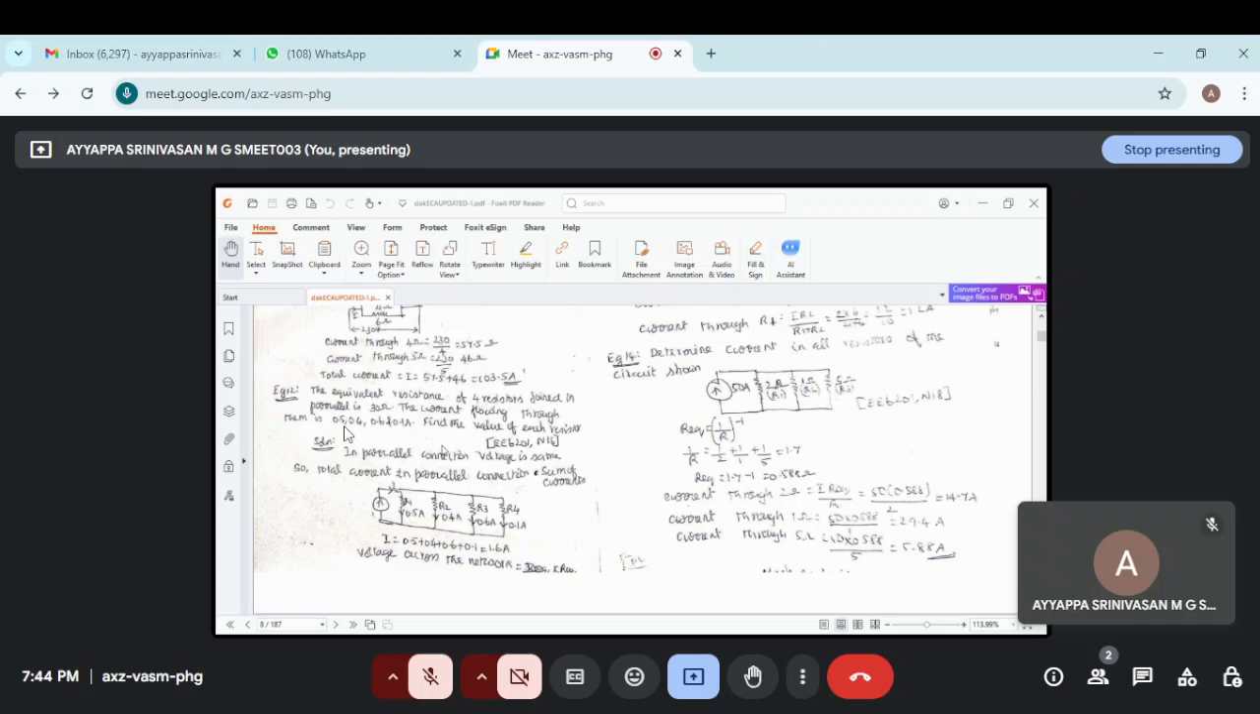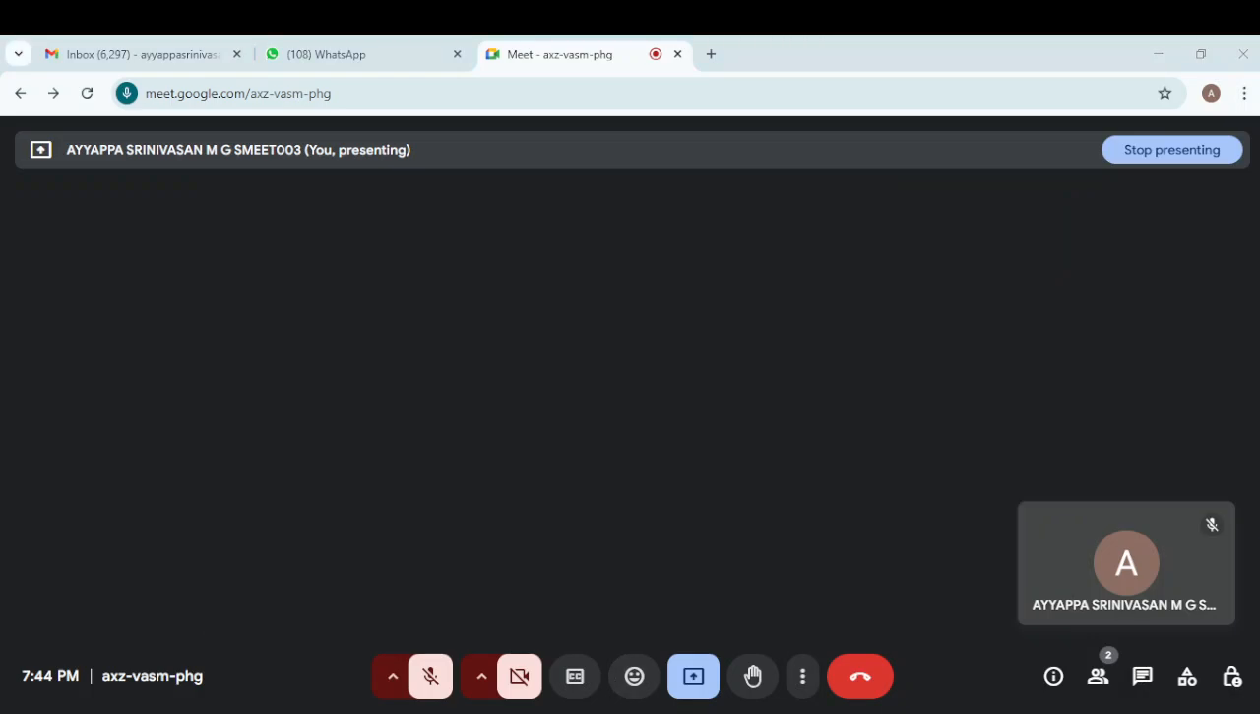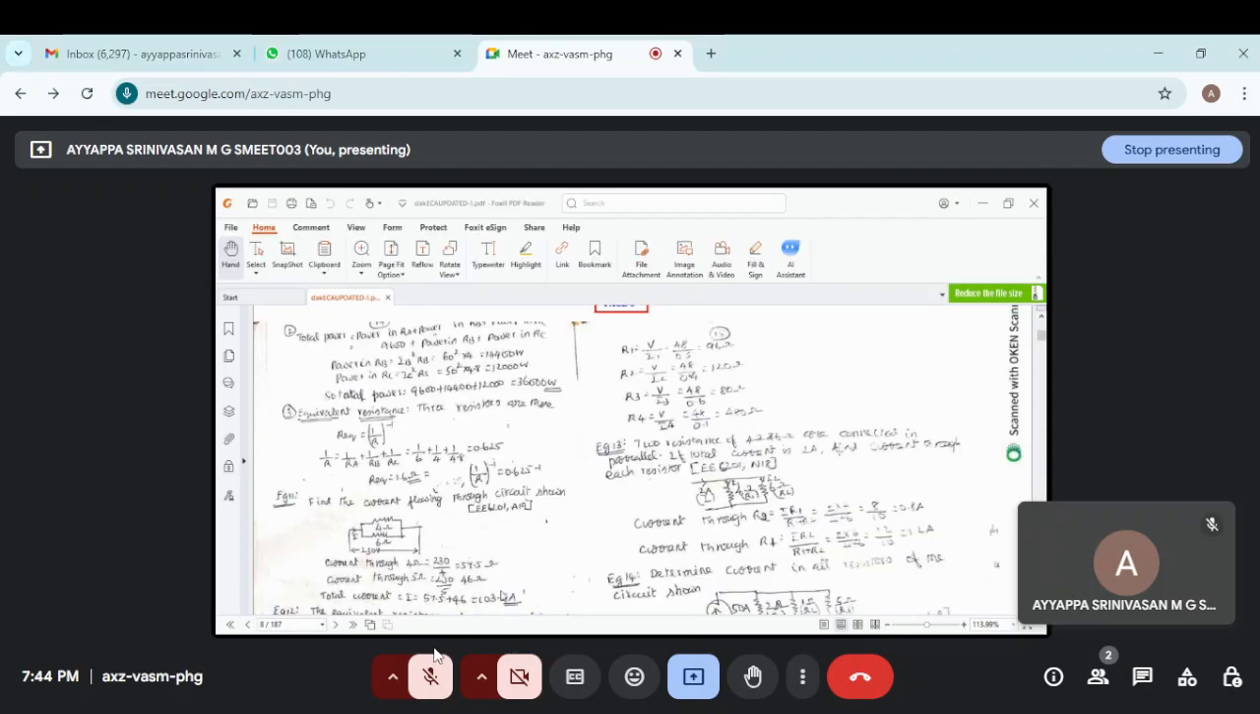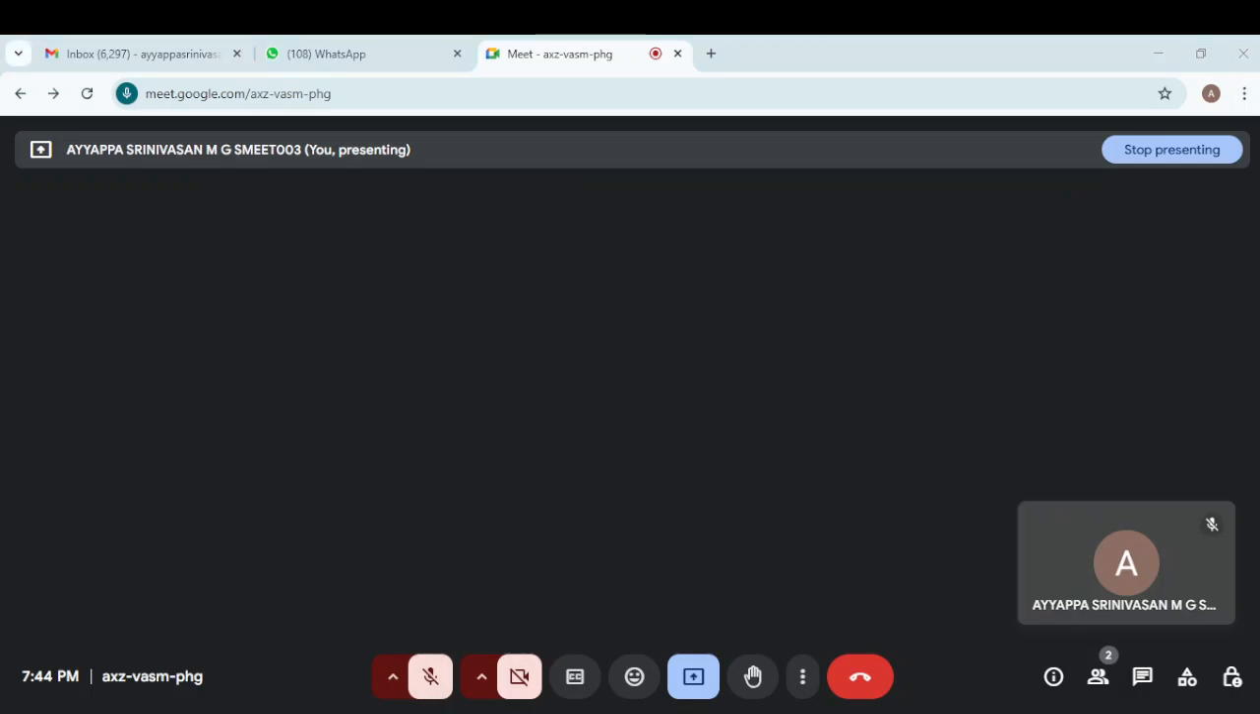So voltage V is equal to I into R. So 30 into 1.6, the answer is 48 volt, right? So the voltage across the network is 48 volt. Now we have to consider the current flowing through each resistor, the current through the resistance of each one.